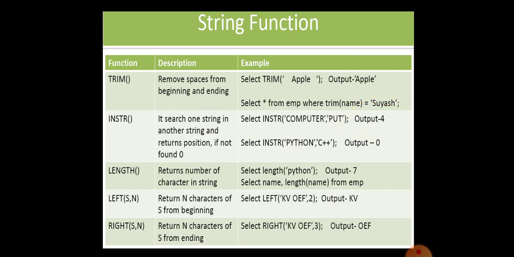If you give Python and C++, that means you are checking whether C++ is in Python. Actually, the compiler couldn't find any match or any value, so it will return only 0. Look at the output given, 0.